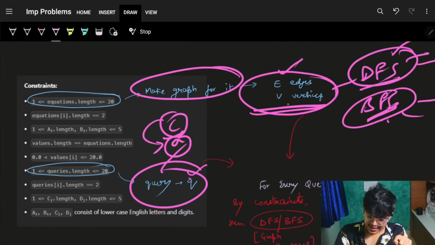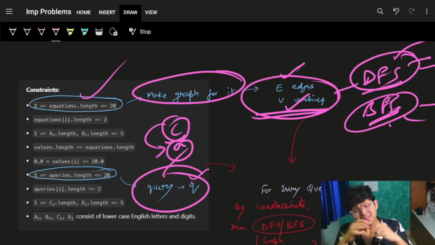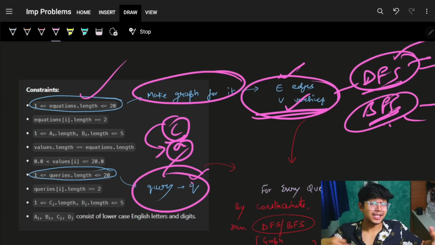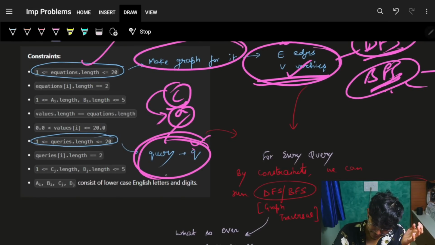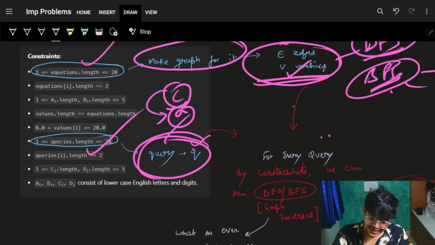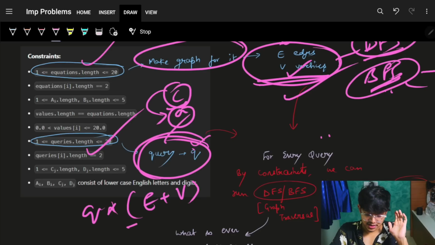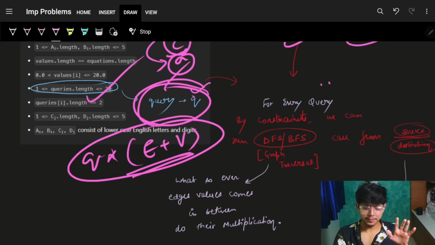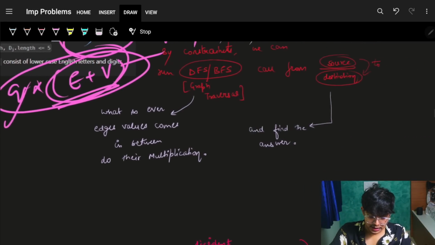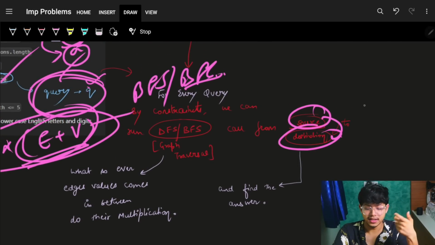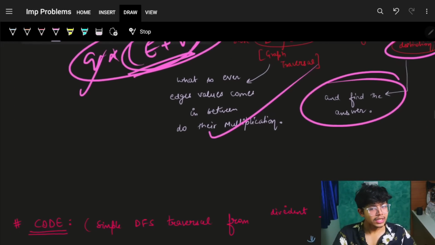If the edges are E and the vertices are V, the equations' length is at most 20, so there can be at most 20 or 40 different vertices, and edges at most 40 or thereabouts. It can't go beyond, let's say, 100 for sure. The queries themselves are very few, so for every query I can easily do a graph traversal. A simple BFS or DFS is O of E plus V, so our total complexity will be Q times E plus V. This means I can simply do a graph traversal for every query, going from source to destination. If the query is C upon A, we go from C to A and find the answer in between. Cool, and let's see the code.